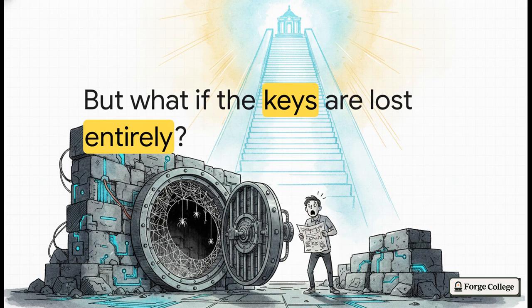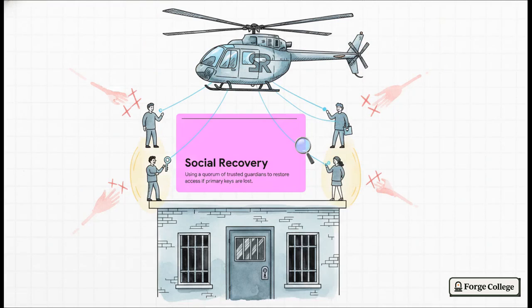To solve this one, we actually have to take the elevator to the absolute top of our building. Enter social recovery. This is the process of using a quorum of trusted guardians to essentially restore your access. I like to think of social recovery as the emergency rescue helicopter landing right on the roof of your building. It is highly effective for swooping in and rescuing you when that ground floor gets locked tight.